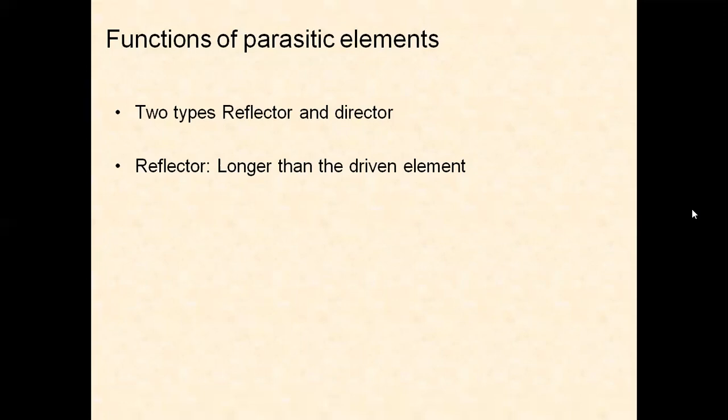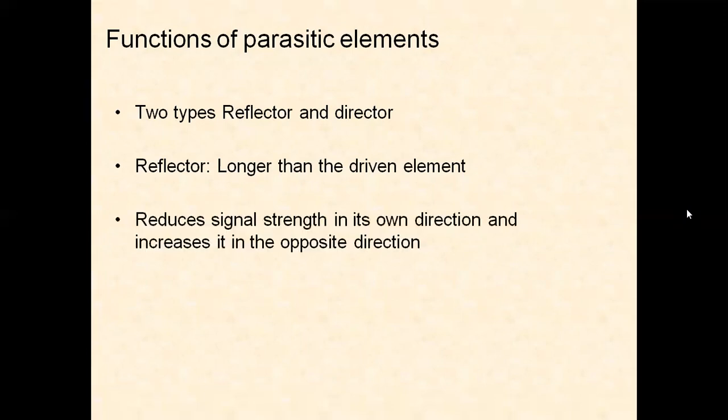Reflector, it is longer than the driven element. So what is a driven element? It is a parasitic element which is directly connected to the television receiver or feed point. So the longer radiator, longer than the driven element, is called a reflector. The function of the reflector is to reflect the energy, so that the reflected energy comes to the driven element.